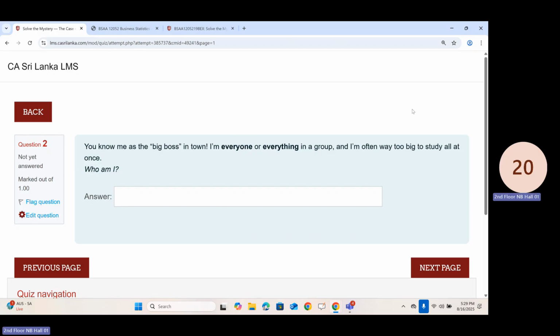The order may be different in the LMS, because I shuffle the questions and answers. Here, what is the answer? Big boss. Then the other one says I am everyone or everything in a group. Population. Population means all the individuals or all the objects in our study.